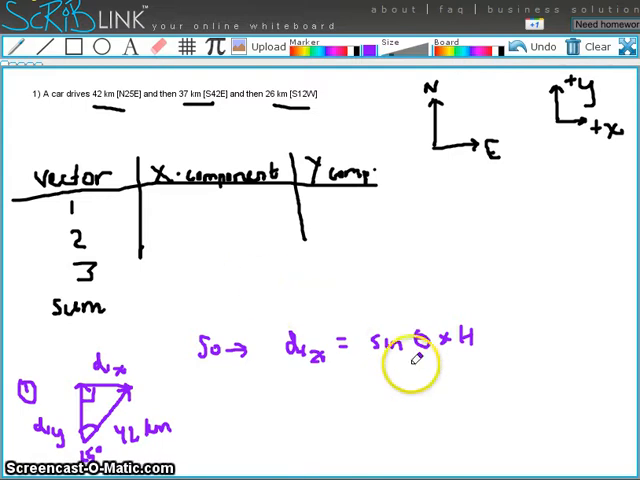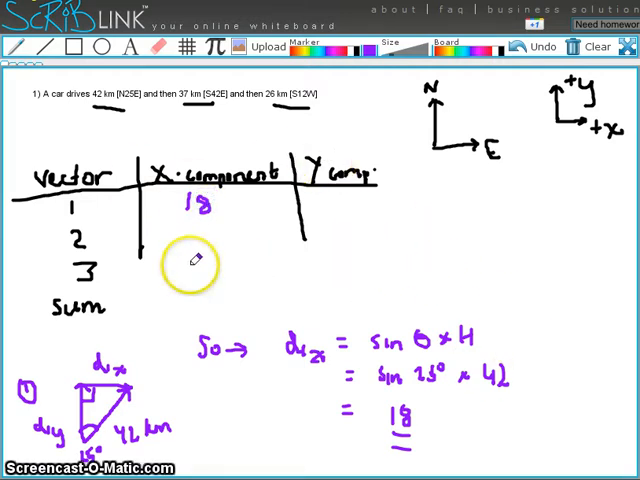So sine theta times your hypotenuse should give you your d1x. And again, we have everything given here, so we know sine 25 degrees times your hypotenuse, which is 42. You just simply plug that in your calculator, and I get 18. So that's your d1x right there. So we can fill that in your table you've made before. You've got 18 here. That's your d1x.